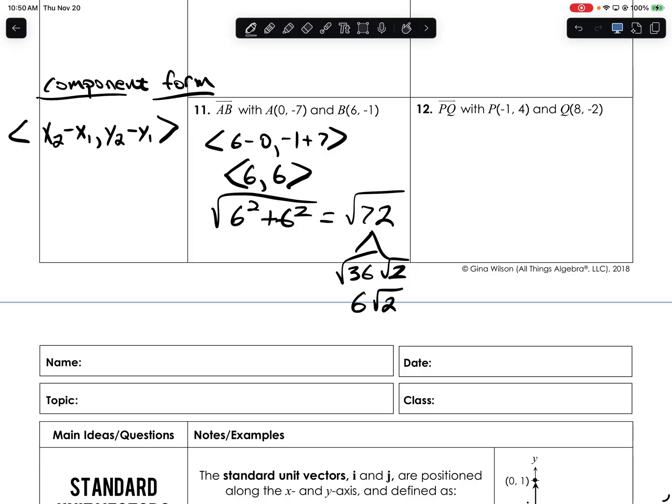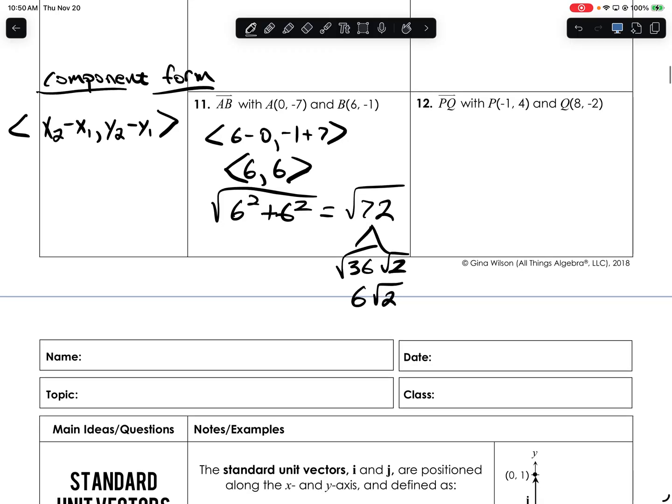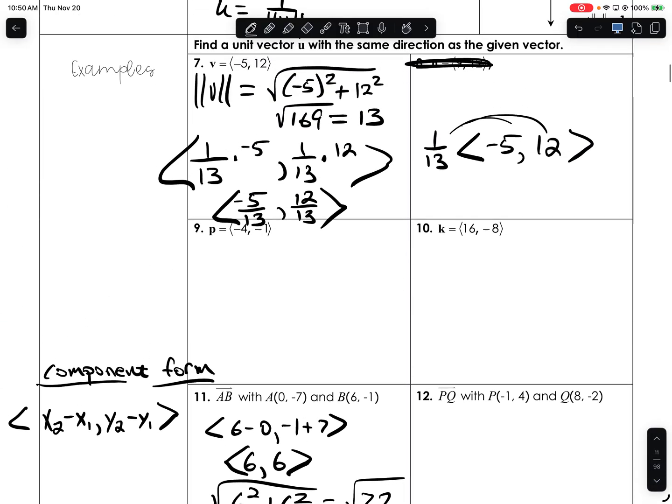Because some people will screw it up by writing 2 root 6 right there instead of 6 root 2. Because you try to do it in your head and you just get flustered and do something wrong. So don't do that. Okay? So now we're going to multiply that into our component form, right? Like we did up here.